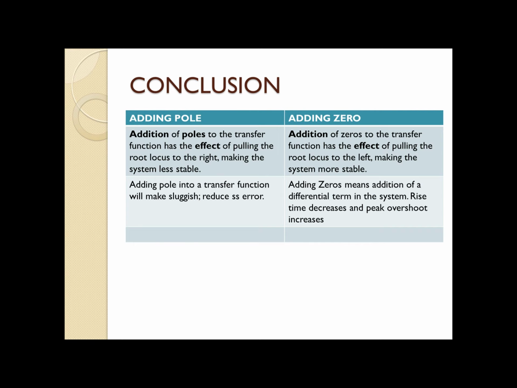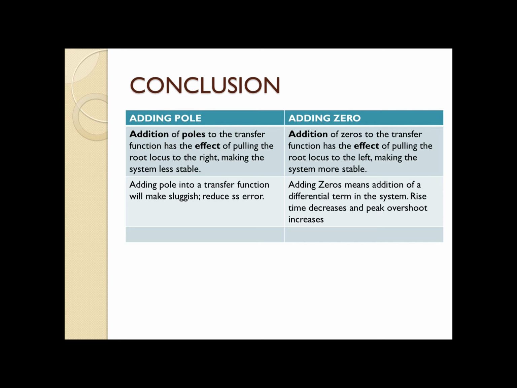So from this we can conclude that if we add a pole to the transfer function, then the root locus shifts to the right, which makes the system less stable, whereas if we add a zero to the transfer function, it pulls the root locus to the left side, which makes the system more stable. As well as if we add a pole to a transfer function, then the type and the order of the system will be increased, and the system will be sluggish.